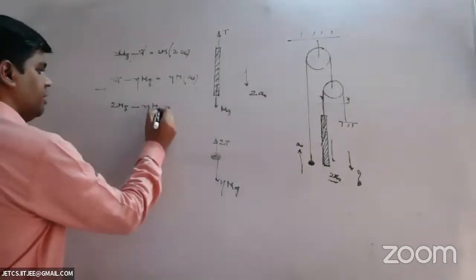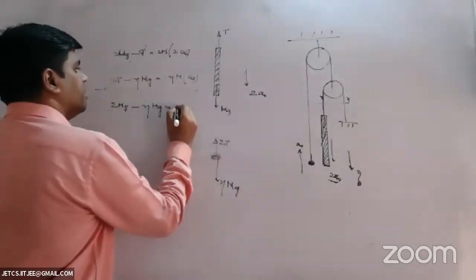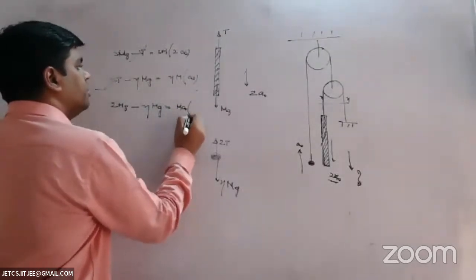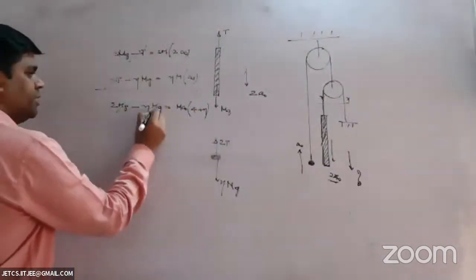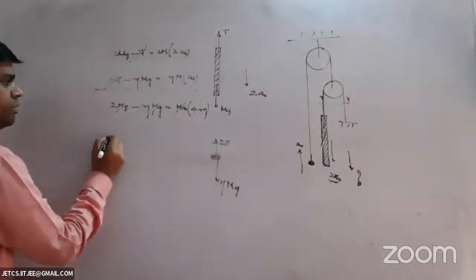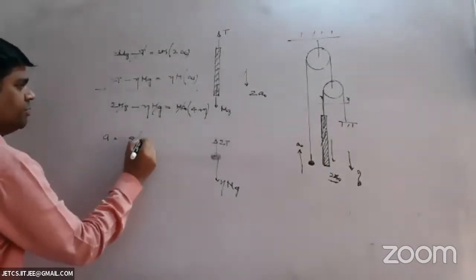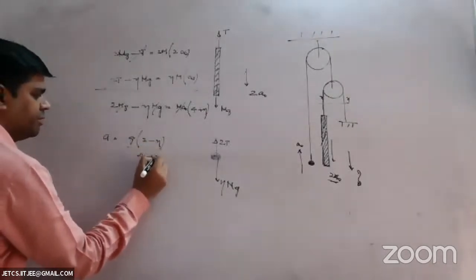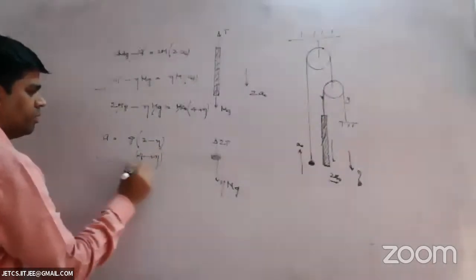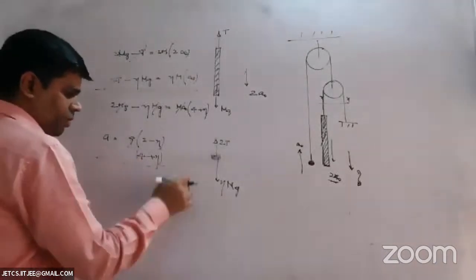All right. Eta mg is equal to m a naught into 4 plus eta. So, m gets cancelled out. So, a naught is equal to g into 2 minus eta by 4 plus eta. All right, this is eta. Looks like n, but it's eta. All right, elongated n.